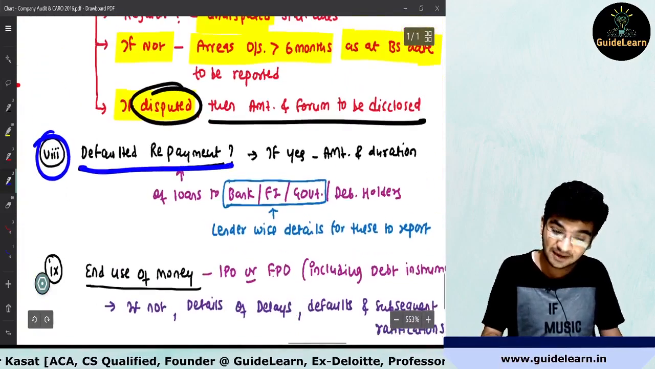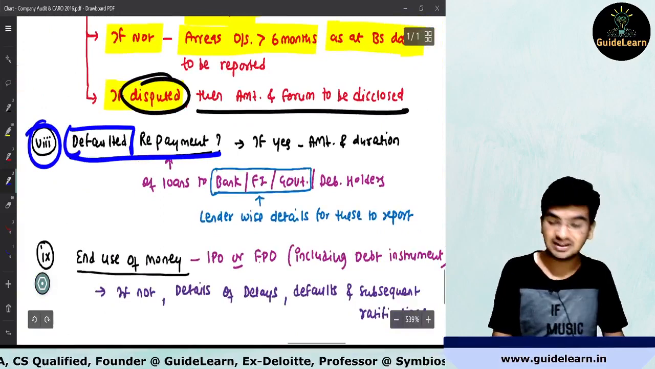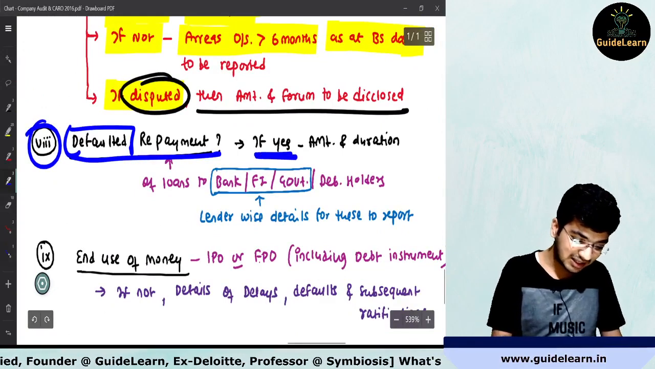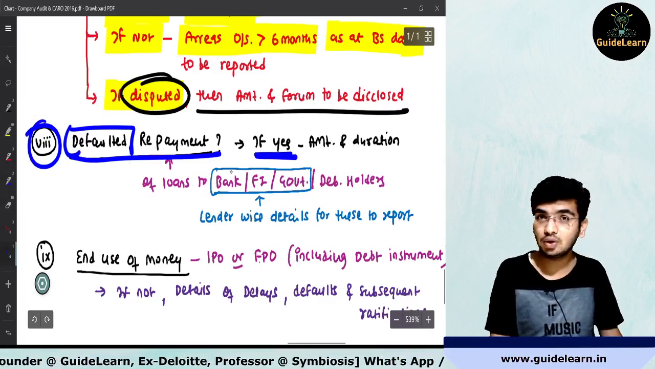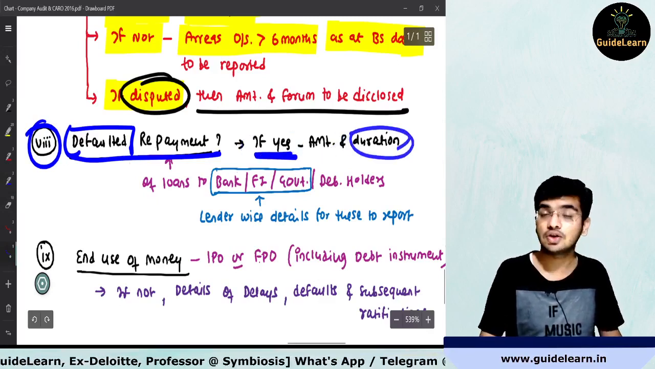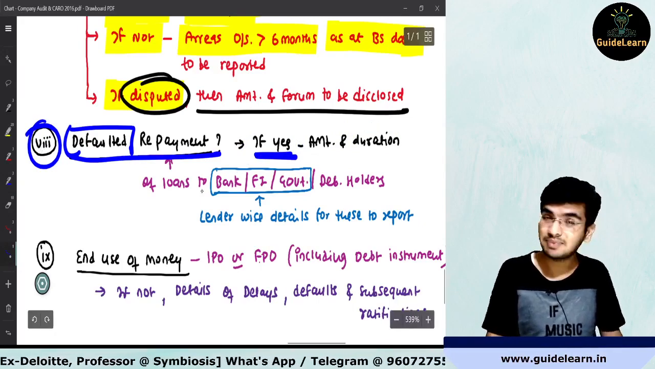Okay, so if any company has taken loans and has defaulted in repayment of that loan, the auditor has to first check whether the company has defaulted in any repayment of the loan. If yes, then what is the default amount and default duration? That has to be reported in clause 8 of CARO 2016 para 3.